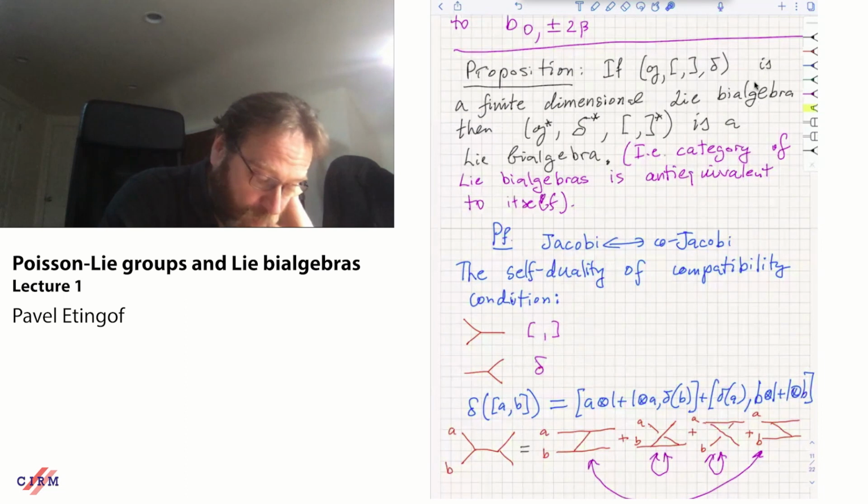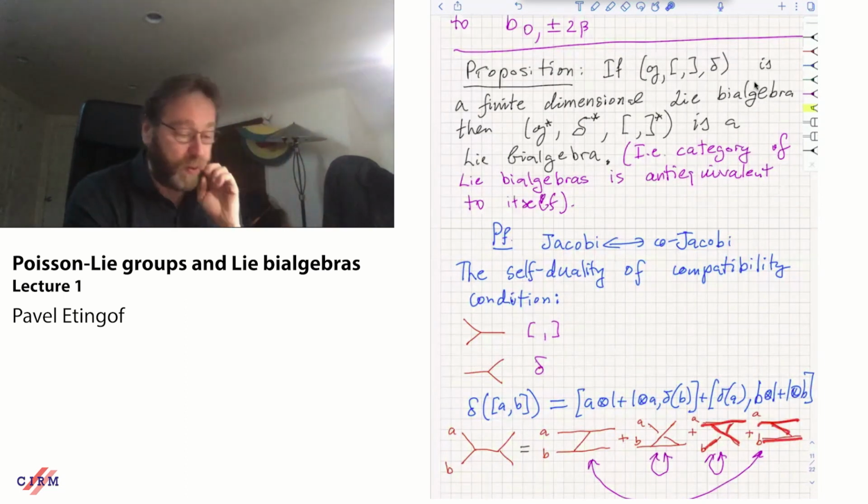And similarly, 1 tensor A with delta of B. This means that you first take the cobracket of B and then commute A with the second component. And similarly, delta of A with B cross 1 plus 1 cross B look like this picture and this picture.